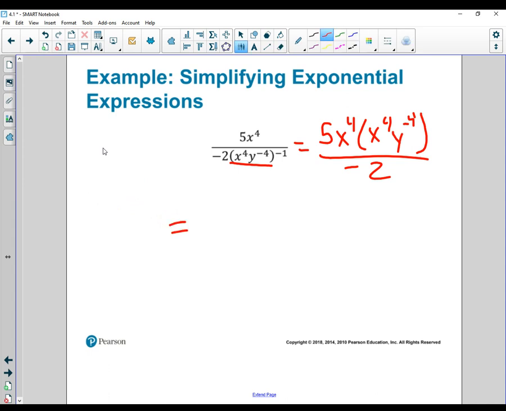5x to the 4th times x to the 4th is going to give me 5x to the what? We have x to the 4th times x to the 4th. What does that give me? 8. Remember, kind of like reverse PEMDAS. If we're multiplying, we're really adding. Powers to powers, you multiply. Multiplying, you're adding. Because this is x times x times x times x times x times x times x times x. You'll have 8 of them. That y gets kicked to the bottom.